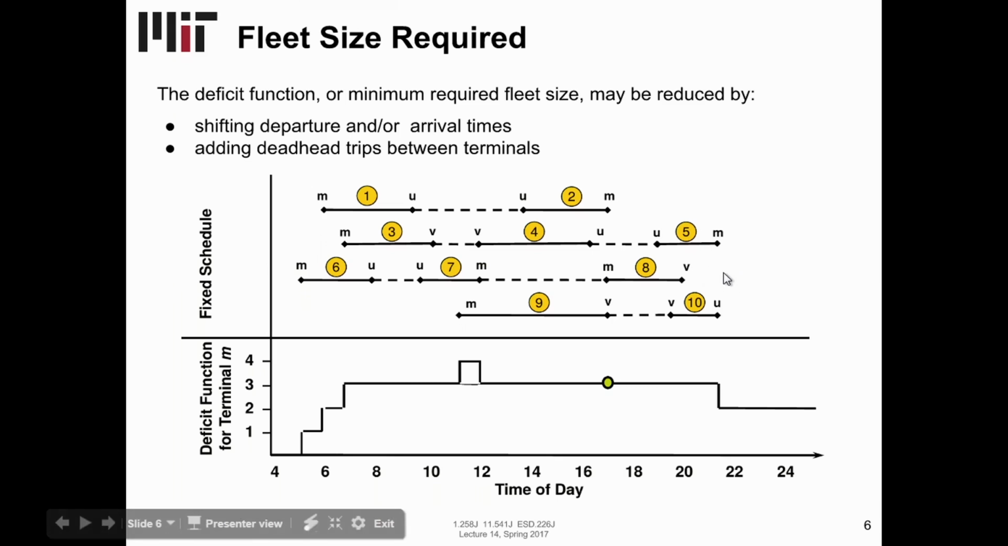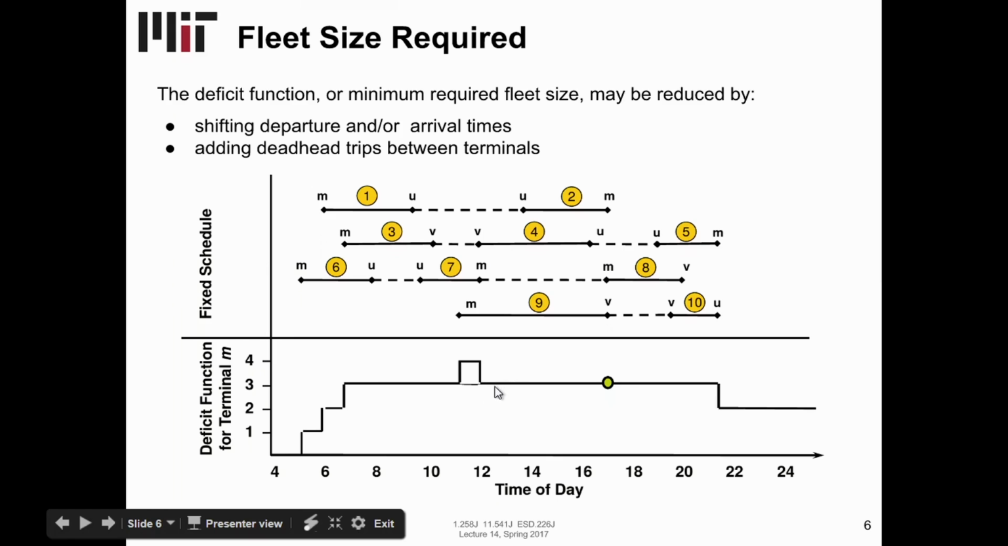So if we work out the deficit function for terminal M, what we see is that, for example, at around 5 a.m., we will have one trip scheduled, trip number 6. And at 6, there's another one. Our deficit is growing until noon, when the first trip comes back to terminal M. And then at that point, it continues at deficit level 3, where there is one departure and one arrival scheduled at 5 p.m. And then it continues until the last trip arrives a little before 10 p.m. So if we look at the maximum deficit over time for this terminal, it would be 4.